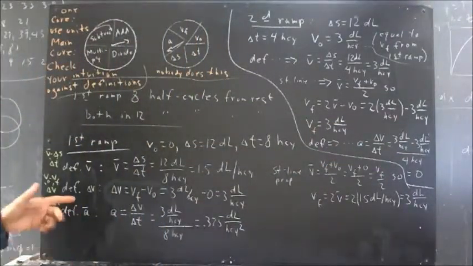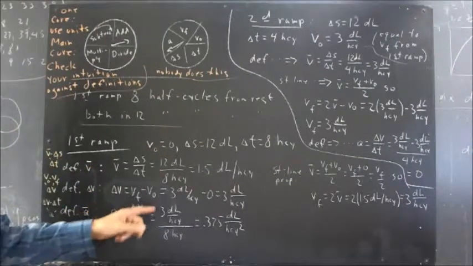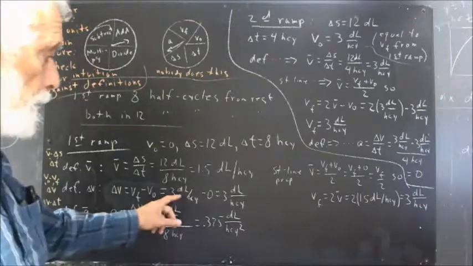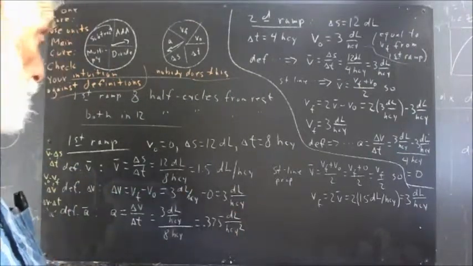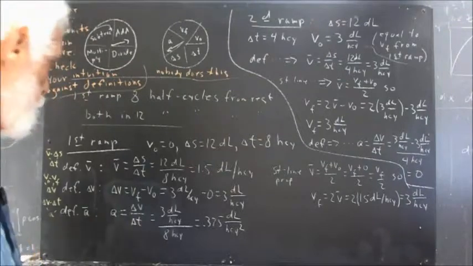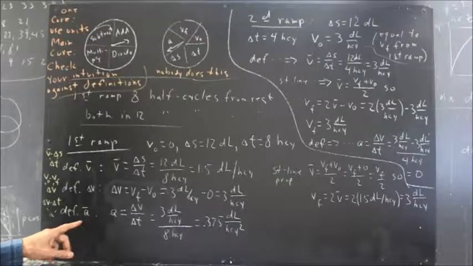Okay, then we can use the definition of delta V to find delta V, just Vf minus V naught, and that's 3 domino lengths per half cycle minus 0, 3 domino lengths per half cycle. Okay? And why would we want delta V? Because we're trying to find the acceleration.